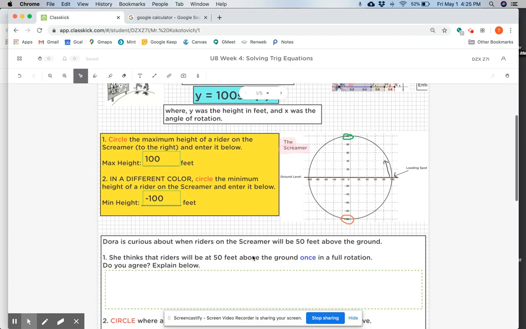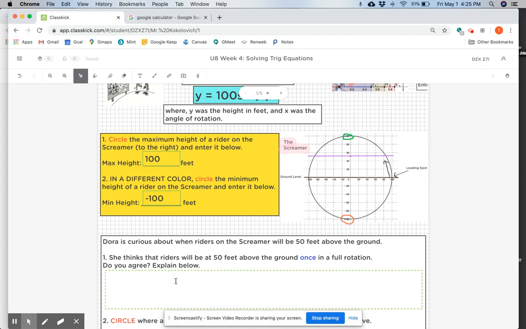Now let's read about Dora. Dora is curious about when riders on the Screamer will be 50 feet above the ground. She thinks that riders will be at 50 feet above the ground once in a full rotation. Do you agree? Explain below. Well, hold on a second. 50 feet above the ground is like saying 50 feet on the y-axis. So 50 feet above the ground would be around right here. And I know that there will probably be two different spots on this Ferris wheel at this height. So I'll move it right to there.